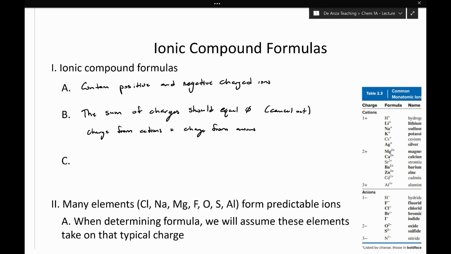And we want to make sure whenever we write these formula units, the formula reflects the smallest whole number ratio of ions.